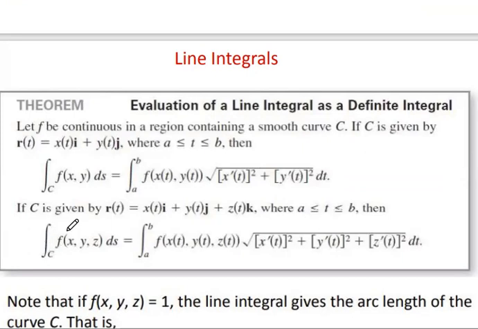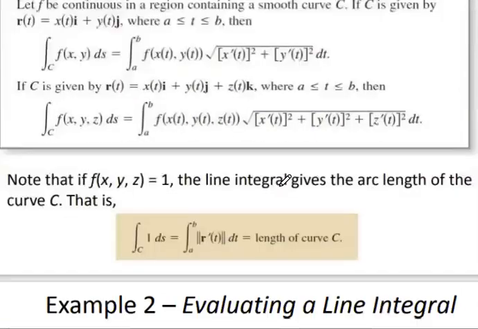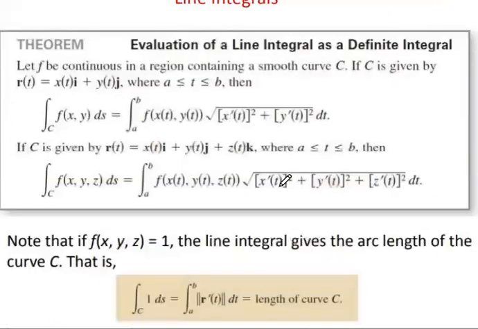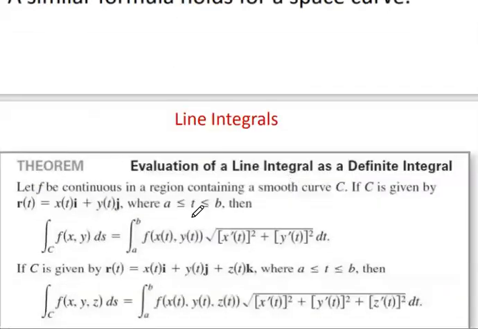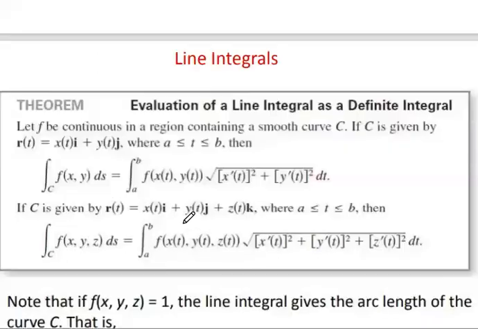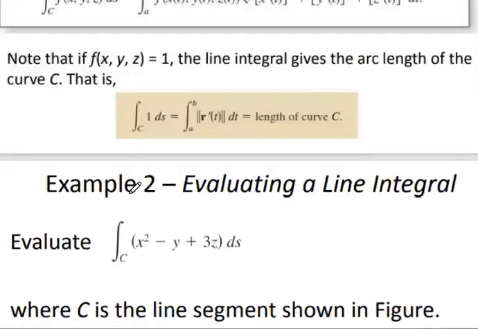This is the definition of the line integral of a scalar-valued function f along a smooth curve C. The curve is smooth. So let's compute a line integral, to understand this definition.